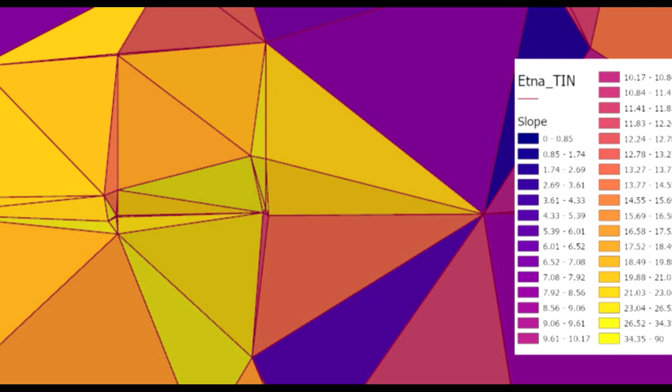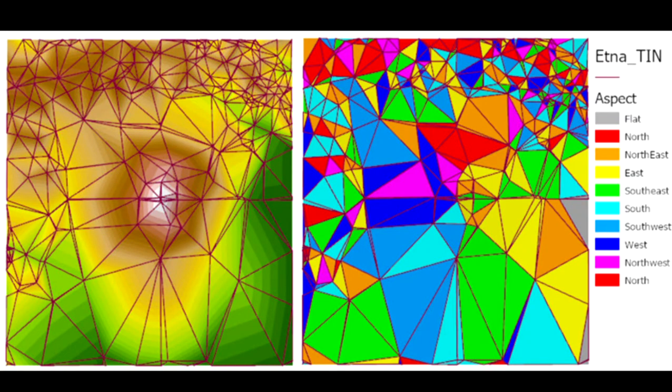Further, we can use TINs to show aspect, which is just essentially what direction the slope is facing. So over here, for the most part, we have yellow and green. That means, logically, if we think about this being a cone, we have southeast facing and east facing slopes. Meanwhile, we go over here to the other side of Mount Etna, and we've got more north and northeast facing slopes. But of course, we have undulations and changes and differences throughout there.